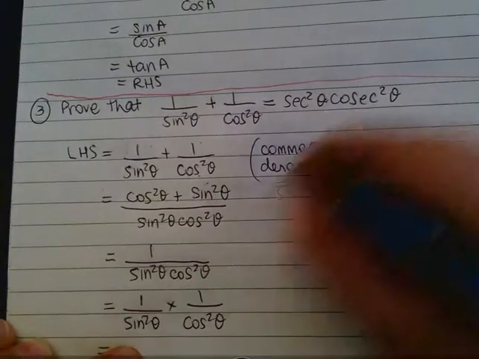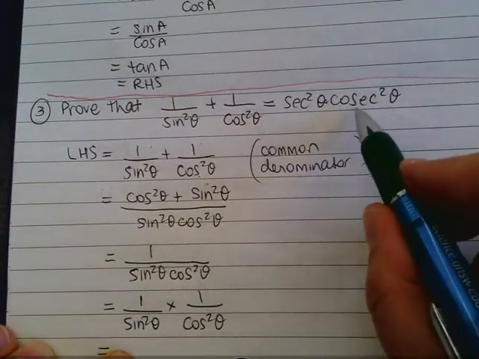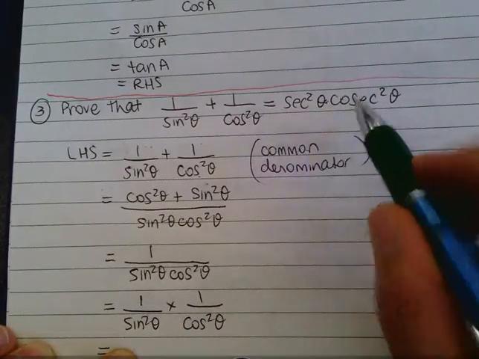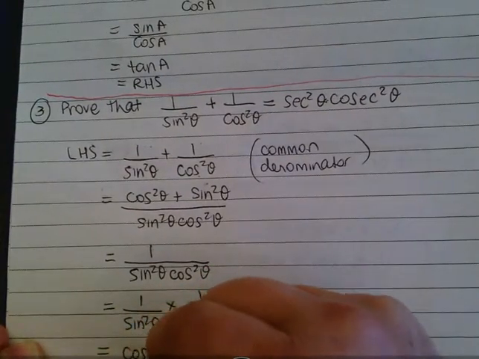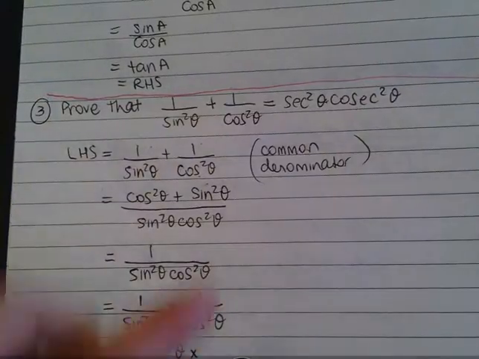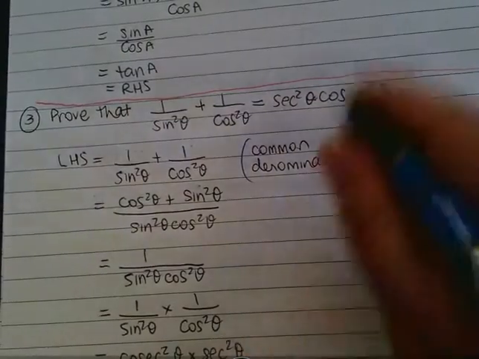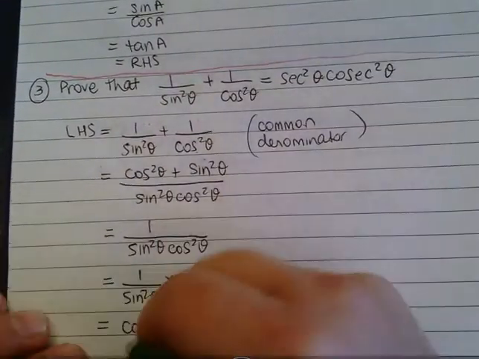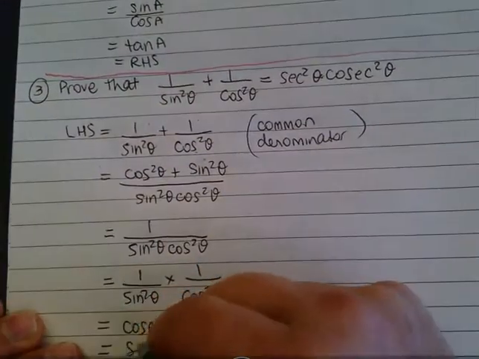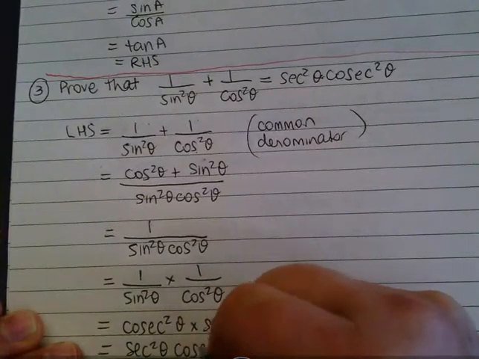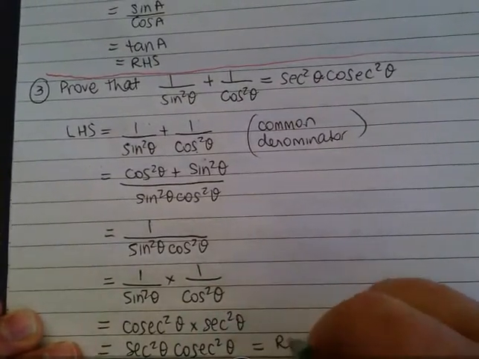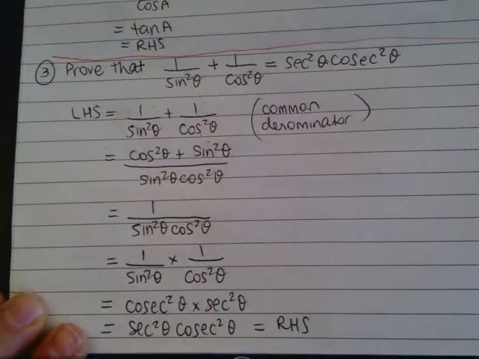Because 1 on sine is which one? What's 1 on sine? Cosec. And what's 1 on cos? Sec. Which is that result there, which equals the right hand side. Okay?